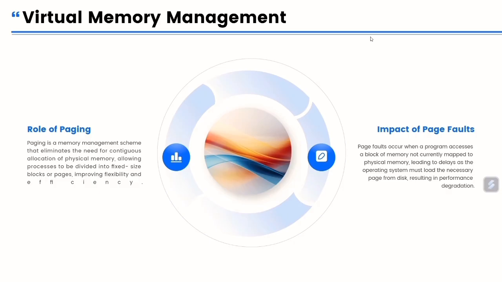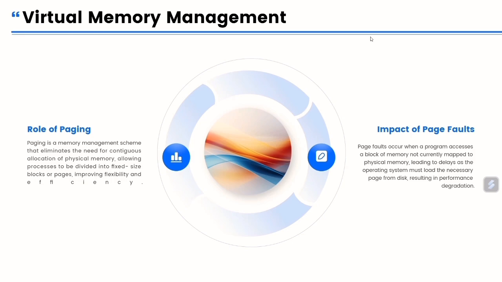Mechanisms of thrashing. First, the role of paging. Paging is a memory management scheme that eliminates the need for contiguous allocation of physical memory, allowing processes to be divided into fixed size blocks or pages, improving flexibility and efficiency.